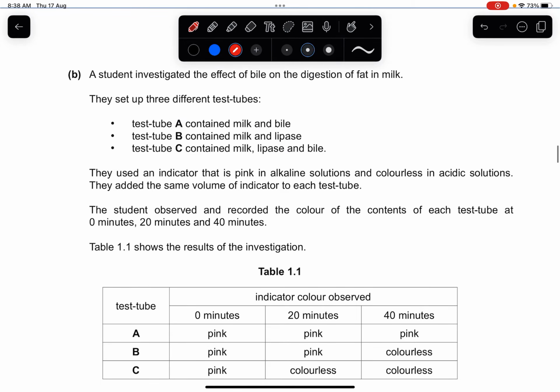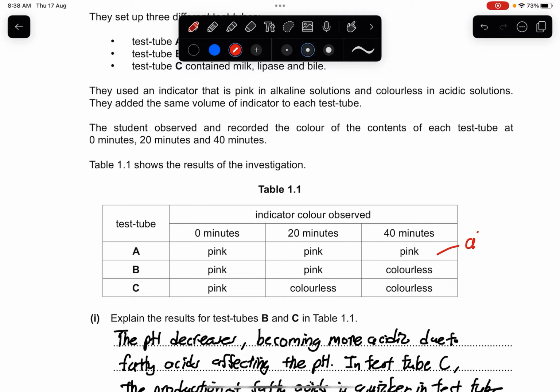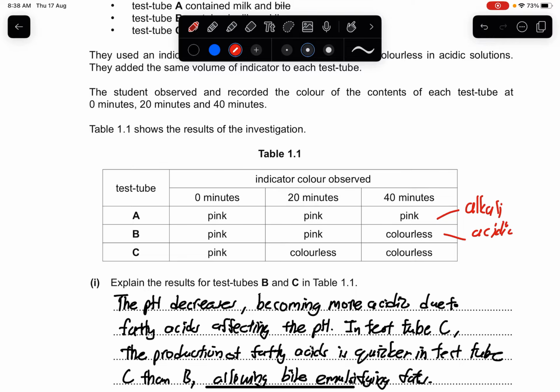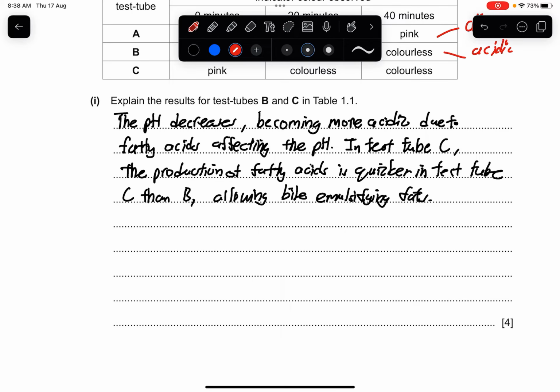So you can see pink, pink, pink. Pink means that it's alkaline. It means it has remained alkaline. And if it's colorless, it has become acidic. Okay, so they want you to explain the results for test tubes B and C. What I can say is that the pH is decreasing, meaning it goes from an alkaline phase to a more acidic phase. It becomes more acidic due to fatty acids being produced as fats are broken down, which affects the pH. So when the fats are broken down, the pH will lower.